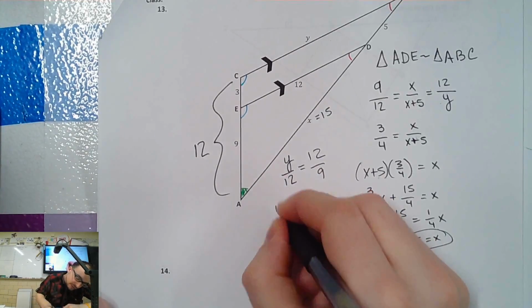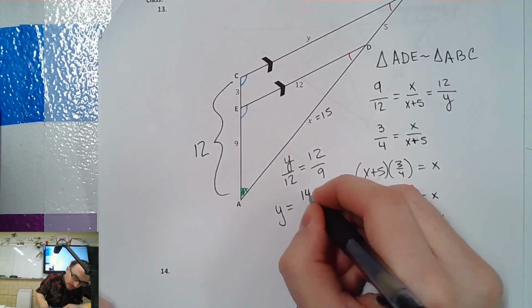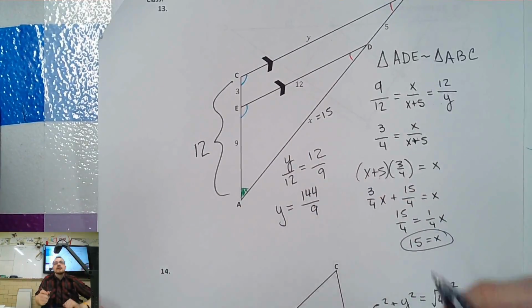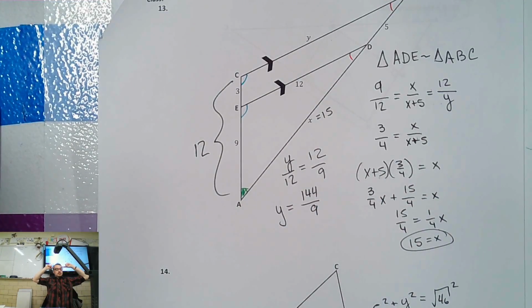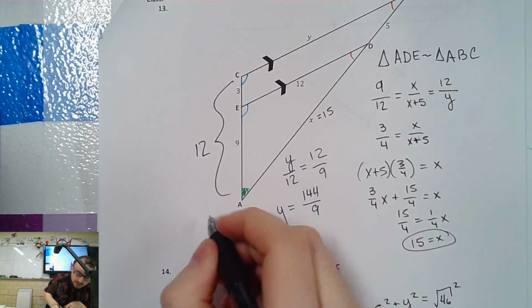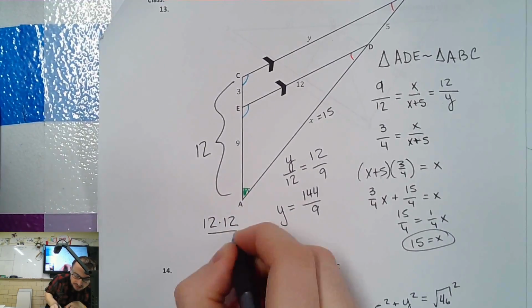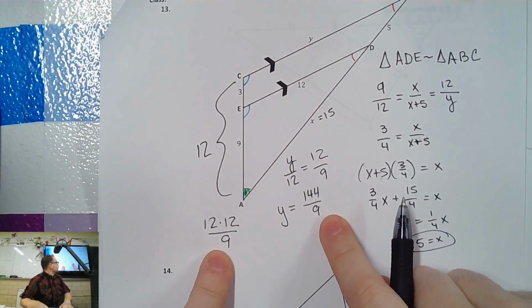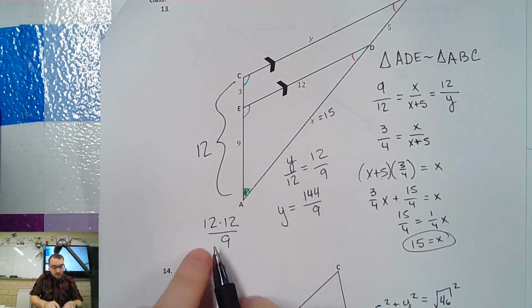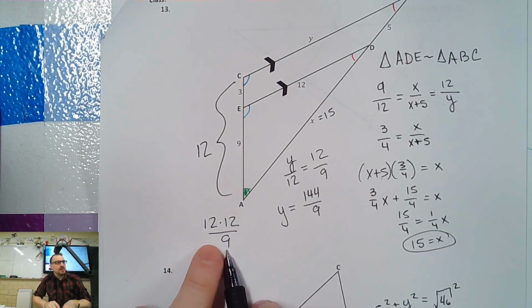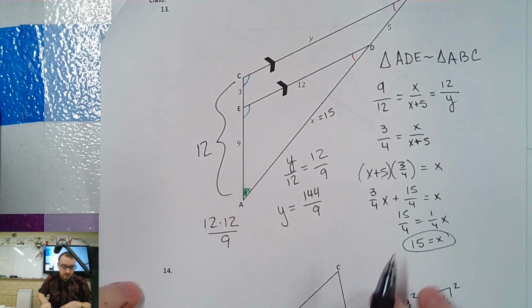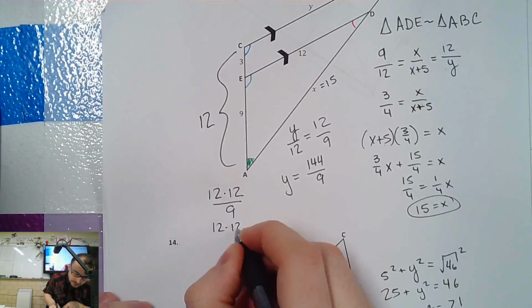Multiply by 12. So y equals 12 times 12, which is 144. And I divide by 9. If you're clever, you won't multiply 12 by 12. You'll write it like this. Totally valid, right? What can I break down 9 into? Something times something. 3 times 3.